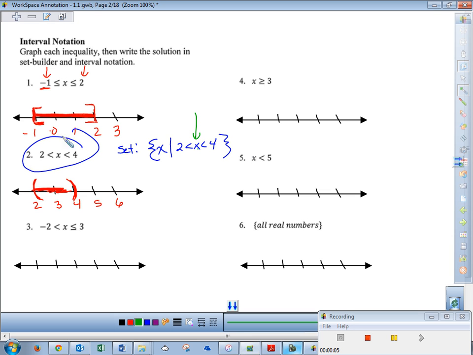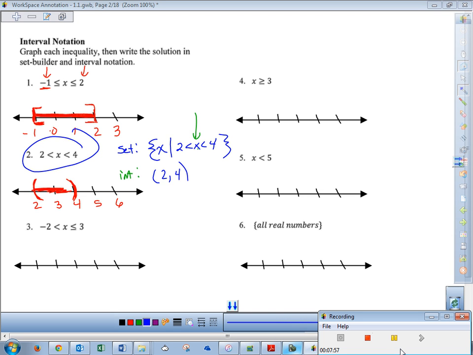Then in interval notation, so we'll do that underneath there, I just put int for interval notation. It's basically like your graph and this combo together. It went from 2, not included, to 4, not included. Right? This is nothing but parentheses.